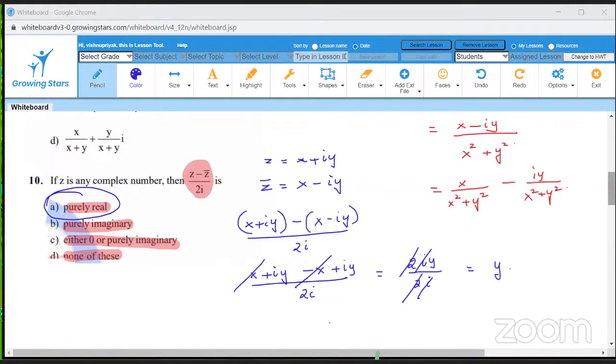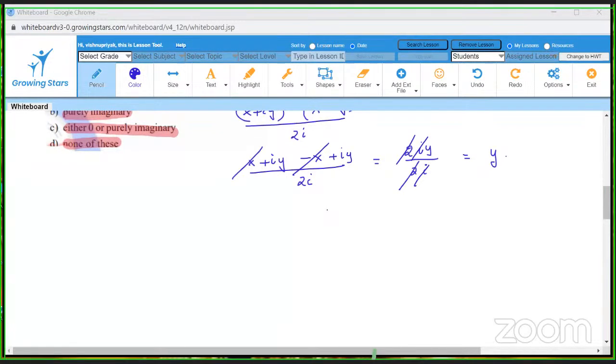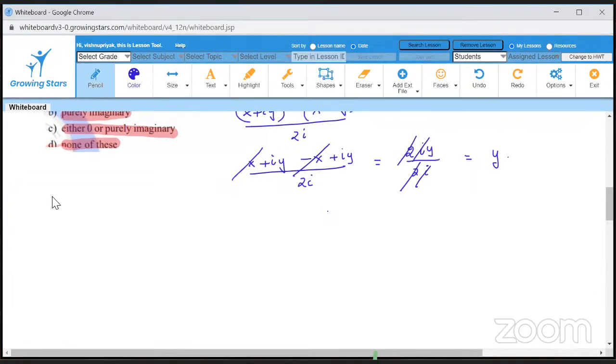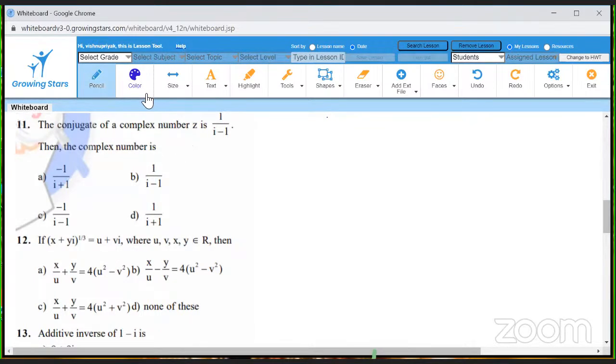Okay, let's move on to the next question. I'm not seeing any reply from your side, so I'm moving on. I have put the next question here. Question number 11. Okay, Madhumita said yes. Fine.